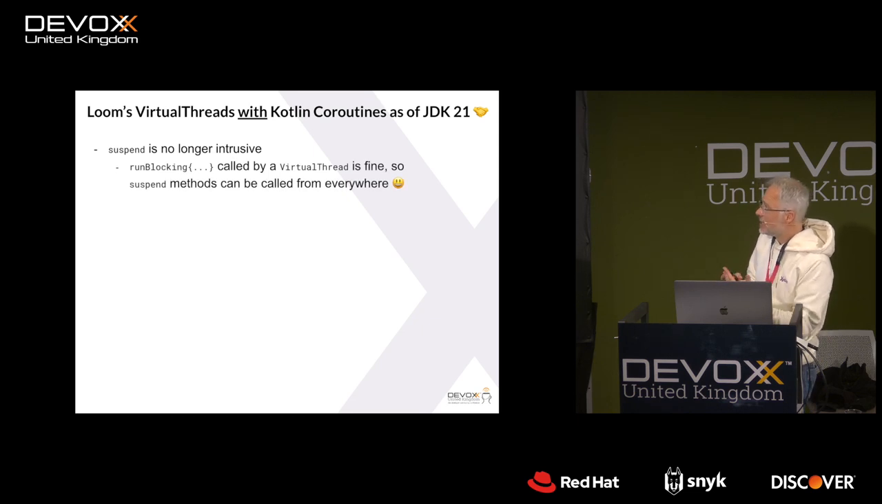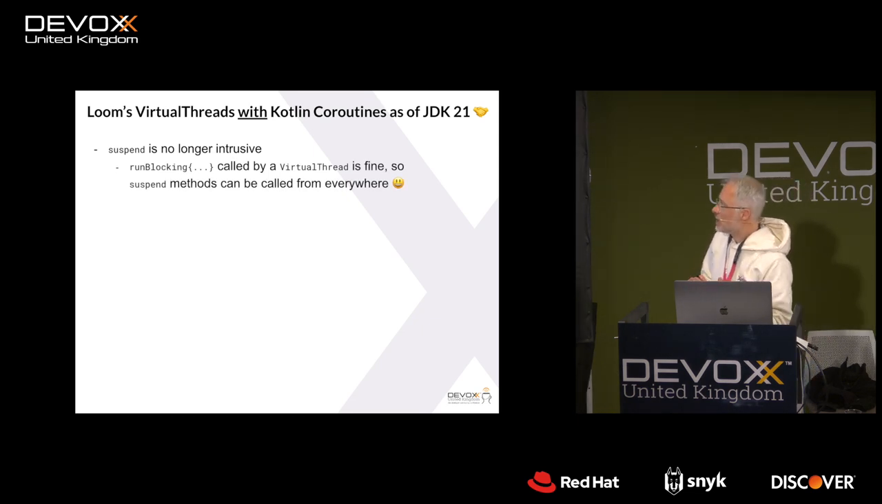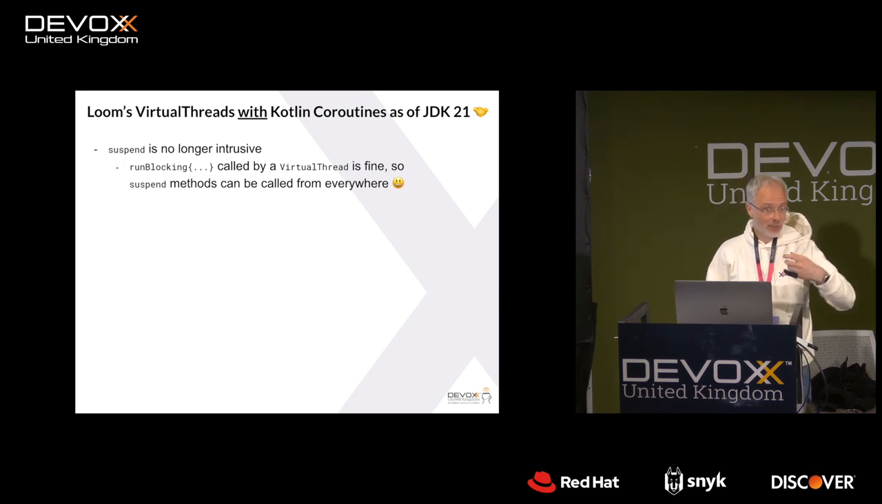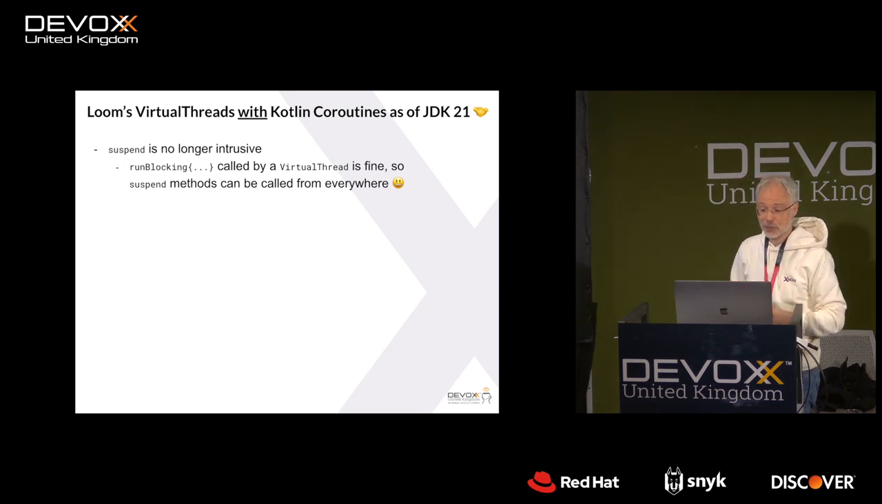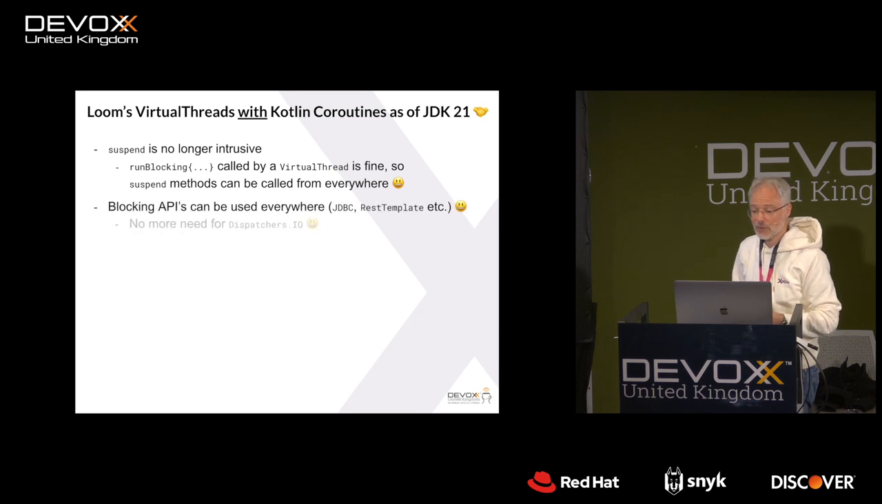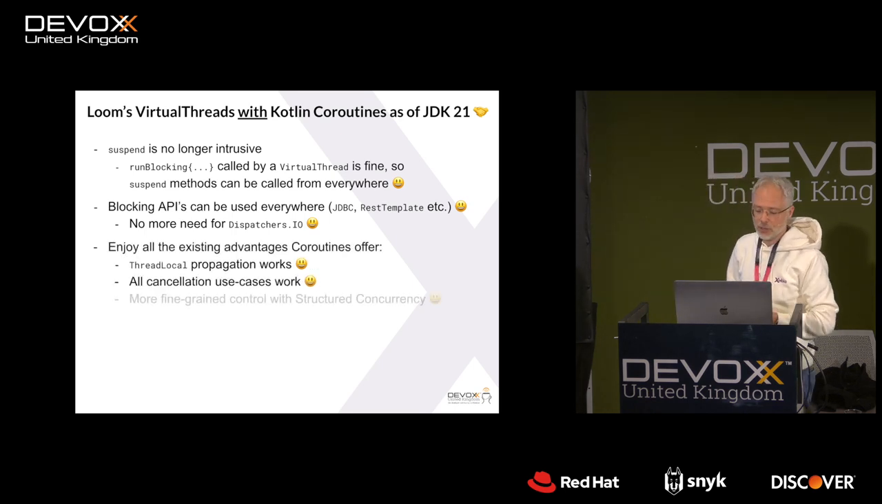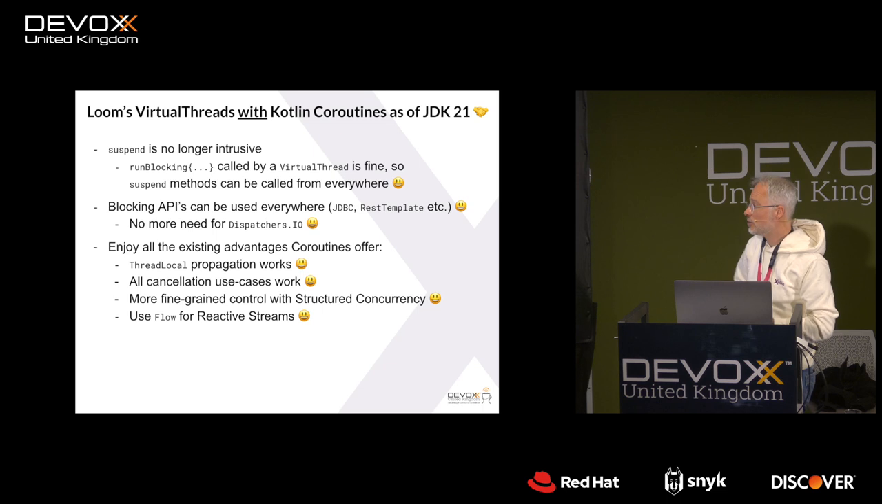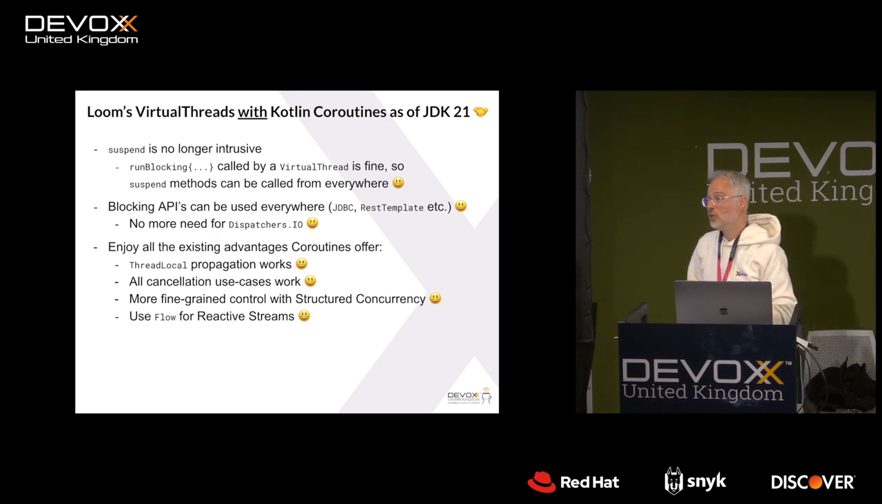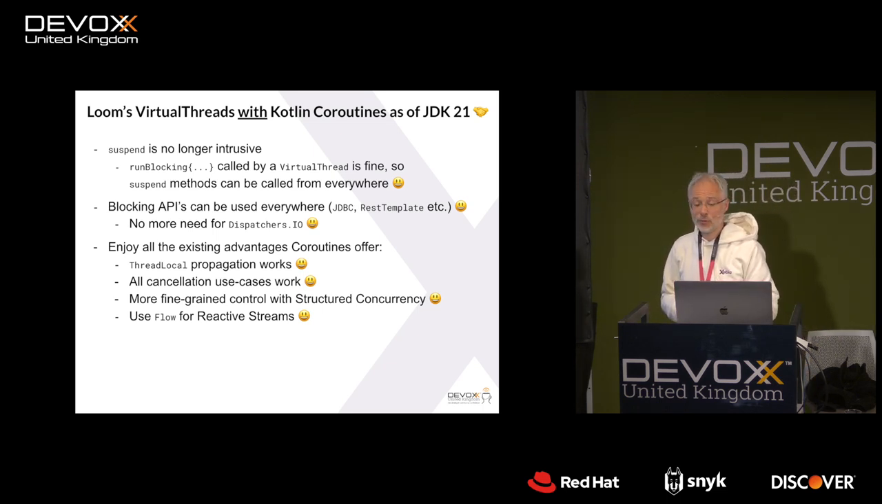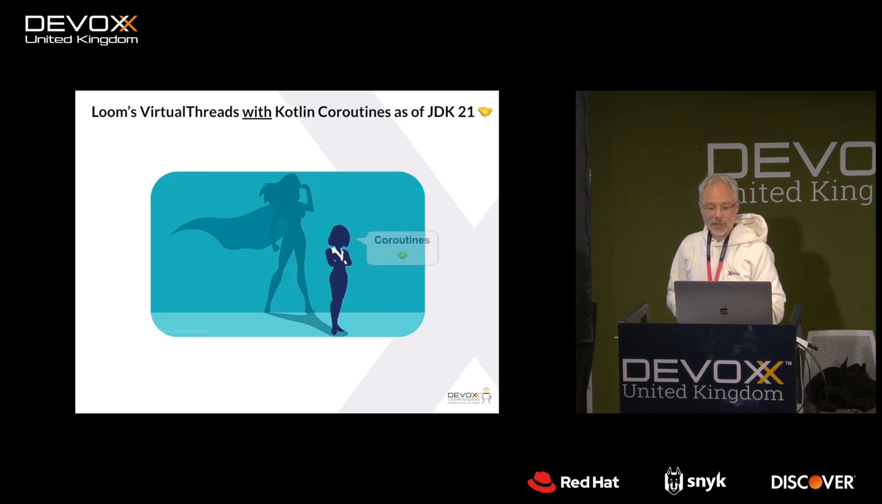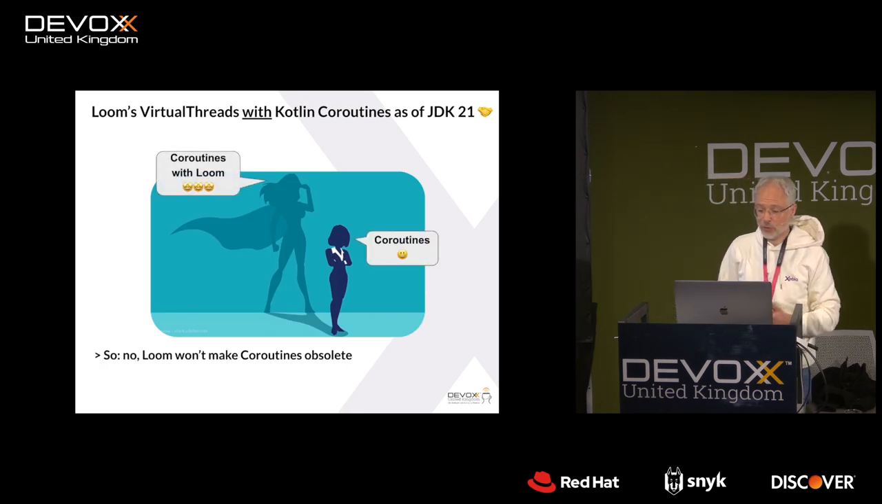Actually, I would say that coroutines will be completed with Loom. So suspend is no longer intrusive, because I could now call a suspend method from a normal method, since the underlying thread wouldn't block. So runBlocking is not evil anymore. No more need for dispatch IO, where you really get errors, same as with reactive toolkits, and all the other advantages, up to using Flow for reactive streams, which is also much simpler than the other reactive toolkits. So this is coroutines with Loom.